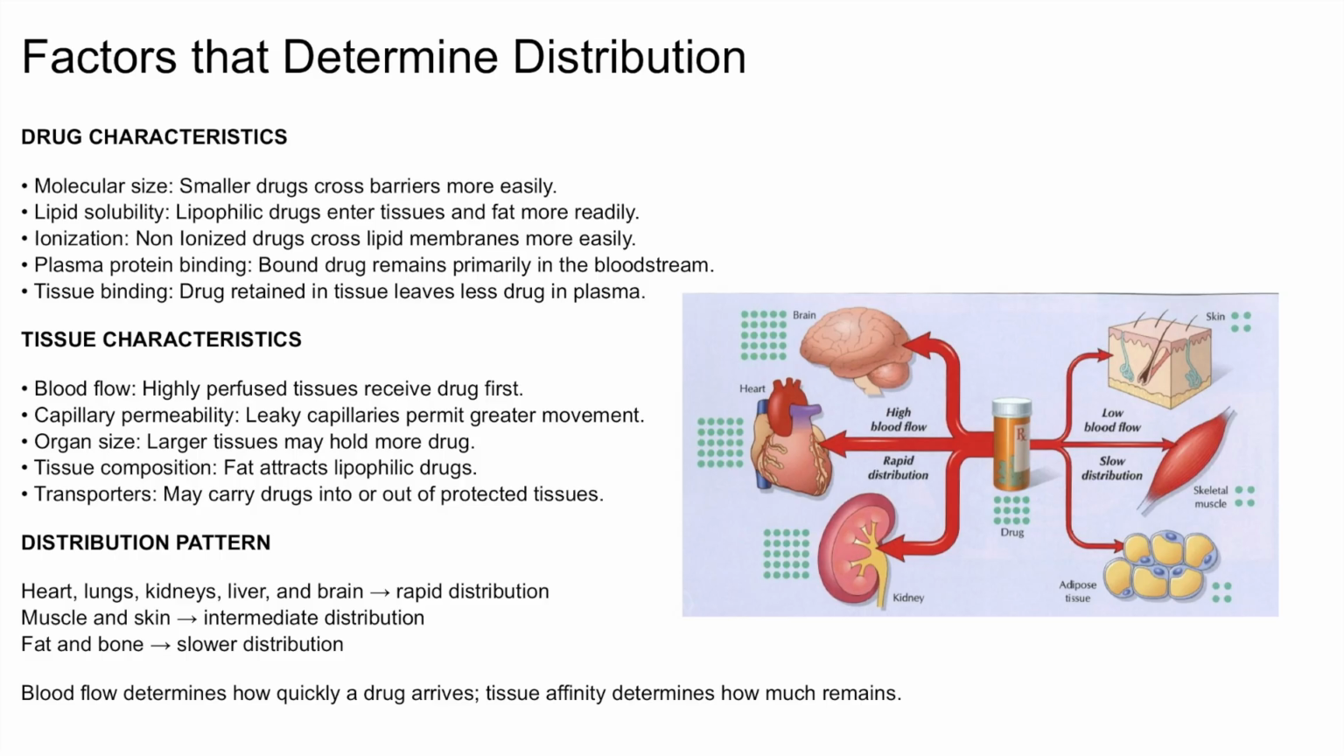Capillary permeability also differs among tissues. Leaky capillaries permit easier movement, whereas protective barriers restrict entry. Tissue composition and transport proteins further influence how much drug enters and remains. And in short, though, perfusion determines how quickly a drug arrives, while tissue affinity helps determine how much accumulates.